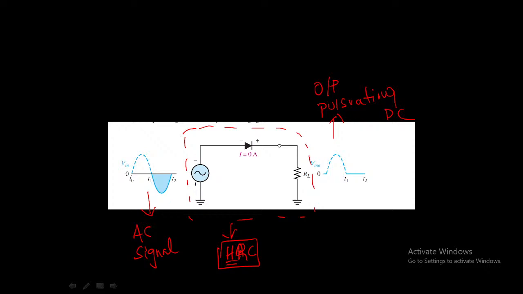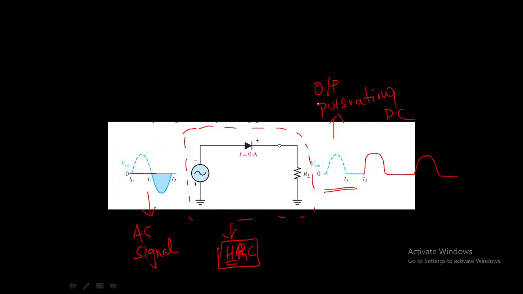In the input, if you observe, it is a sine wave. This is the positive half and this is the negative half; this is the positive peak and this is the negative peak. At the output, we get only the positive side. The negative side is discarded. This is the functionality of a half wave rectifier.